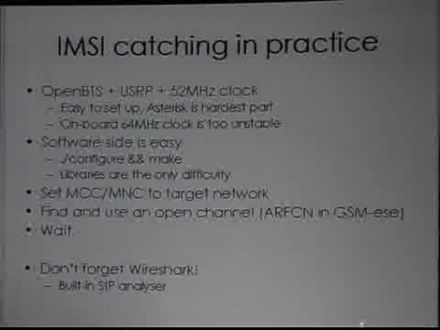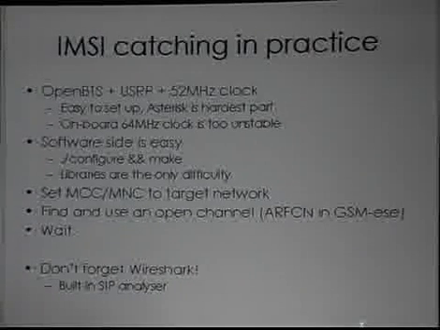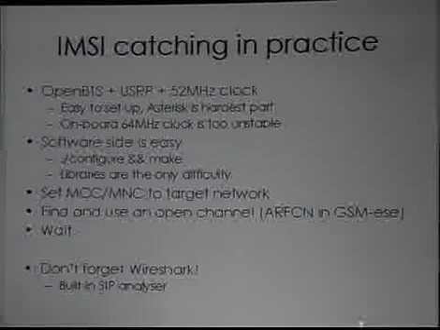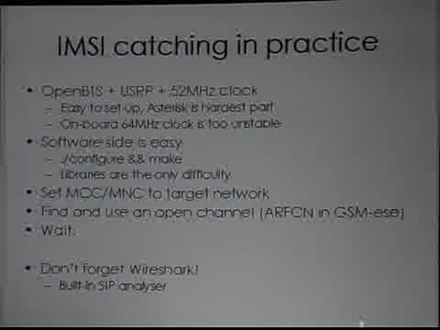The standard clock on the USRP runs at 64 megahertz, and it's actually got too much clock drift in it to be useful in GSM. It's accurate to about 20 parts per million, and the GSM spec requires the clock to be accurate to less than half a part per million. So that's 500 hertz of accuracy at 900 megahertz. That's how stable GSM clocks have to be.